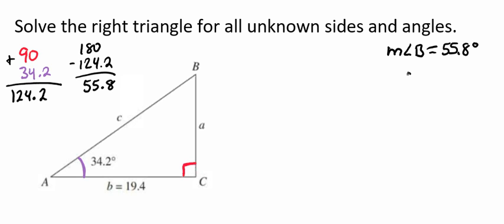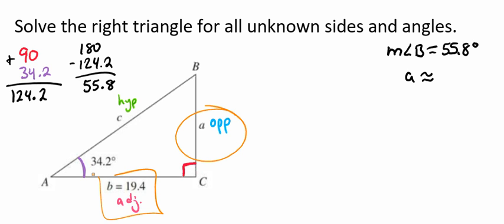Let's go ahead and find side A next. So given that 34.2, or angle A, is our angle of interest, that tells us that side A is the opposite side, side B is our adjacent side, and side C is our hypotenuse. So because we're looking for side A, and we have the adjacent side, opposite and adjacent would work well with tangent. So we'll be using the tangent.